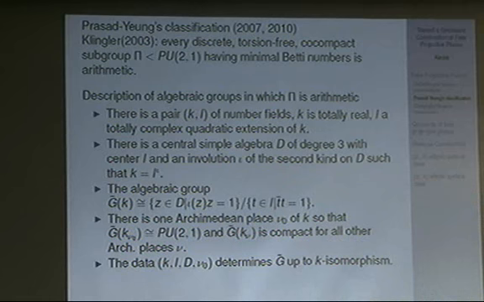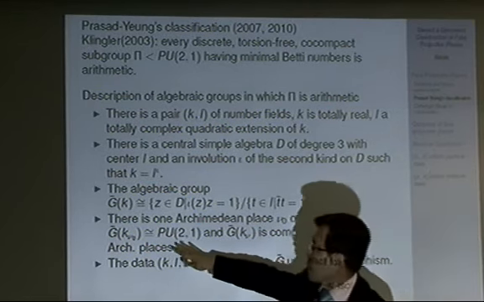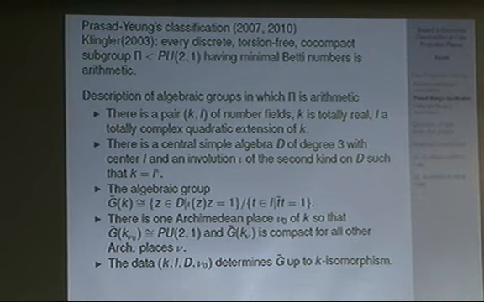There is one Archimedean place, nu 0 of K, so that for the local field K nu 0, the K nu 0 points of this algebraic group is isomorphic to PU(2,1). And G bar K nu is compact for all other Archimedean places. So we see this fundamental group as a subgroup of this. This data is rather long in some sense, and the data K, L, D, nu 0 determines the algebraic group G bar up to K-isomorphism.